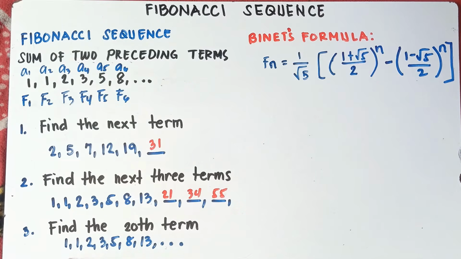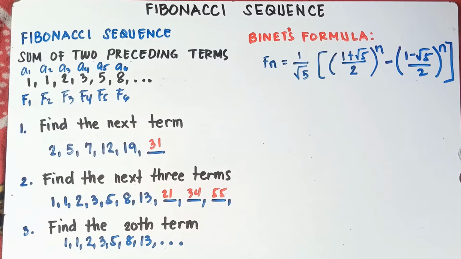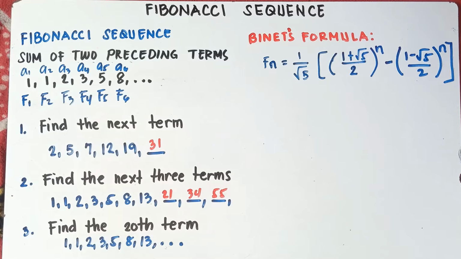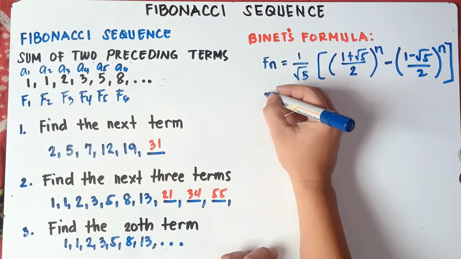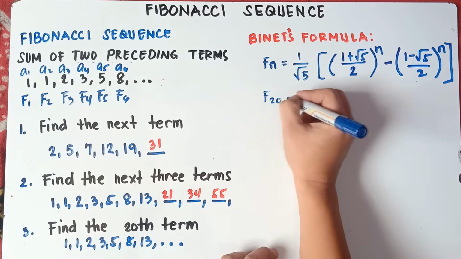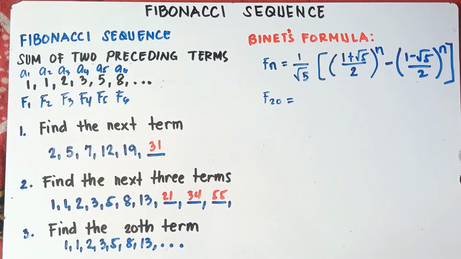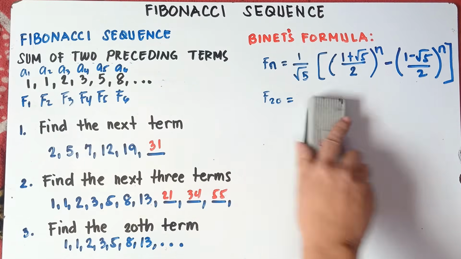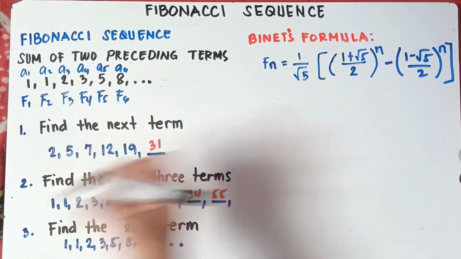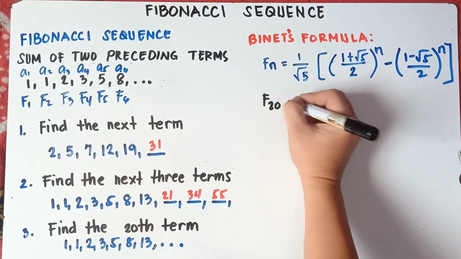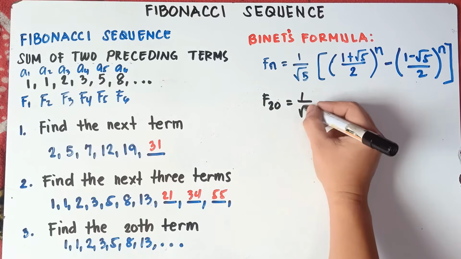Alright, so we have this given pattern, 1, 1, 2, 3, 5, 8, 13. And we're looking for the 20th term of this given sequence. Alright, so this will be the case, class, if you use the calculator. So this will be f sub 20 equals 1 over square root of 5.